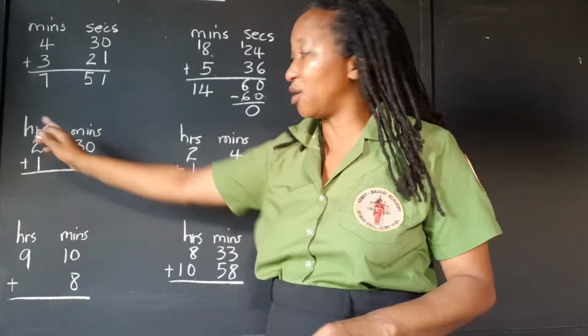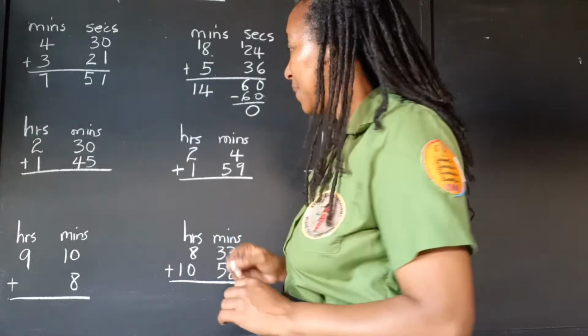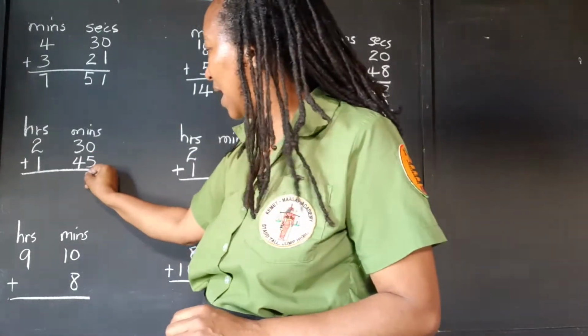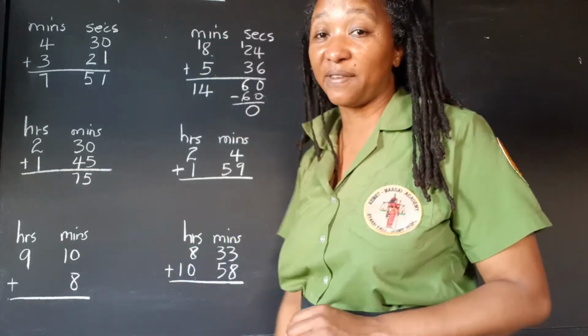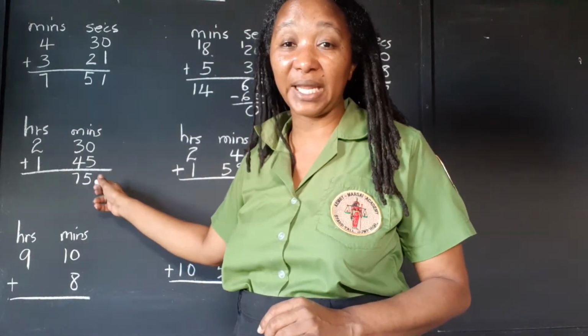So we're done with the top batch, onto the middle batch. Now we're adding hours and minutes. So let's see, we have 30 minutes, we have 45 minutes. When we add them, we get 75. Okay, can we leave 75 under minutes?